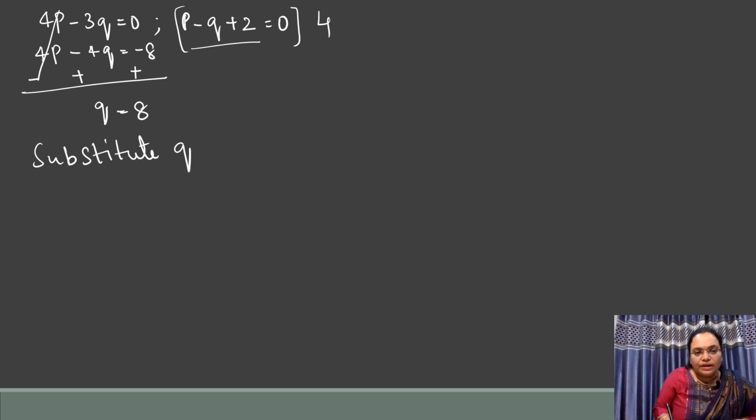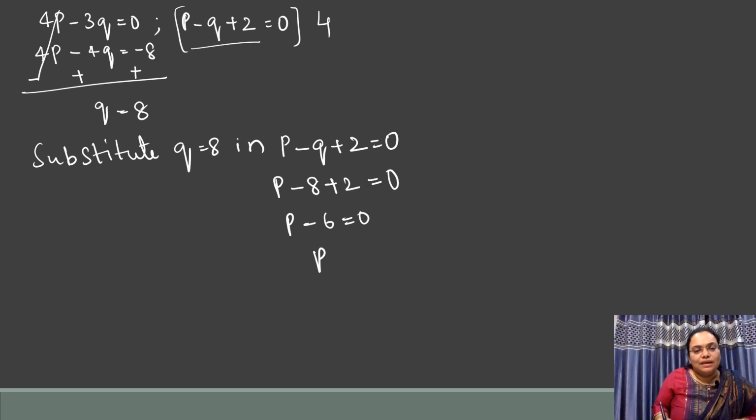Substitute q is equal to 8 in any of the equations. Okay, p minus q plus 2 is equal to 0. p minus 8 plus 2 is equal to 0. p is equal to 6. What are the values for p and q? p is equal to 6 and q is equal to 8. Okay.